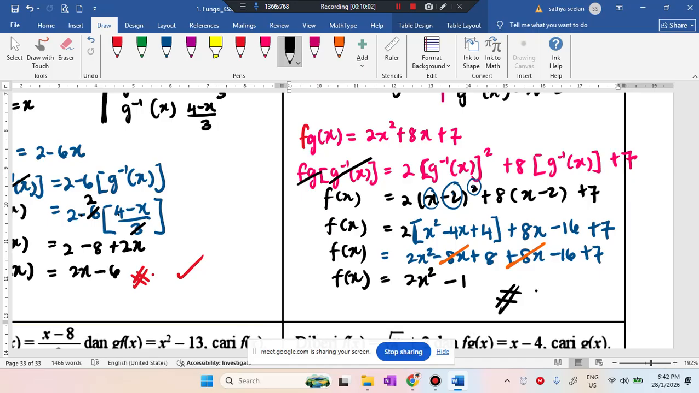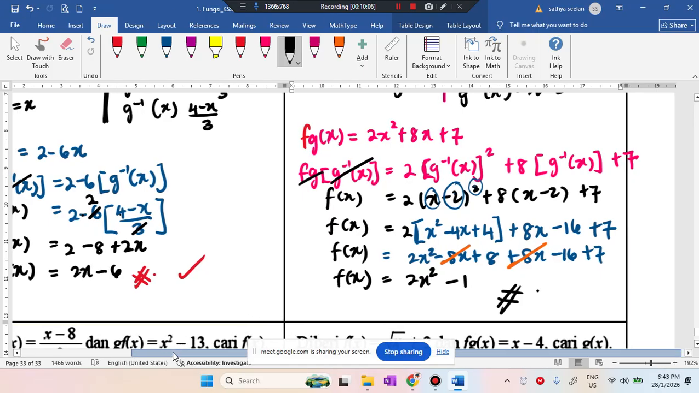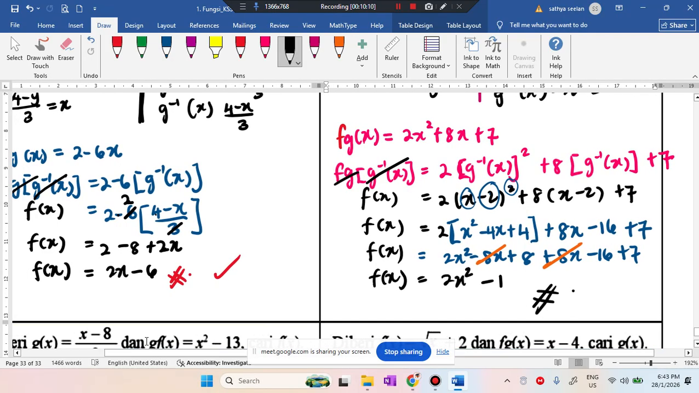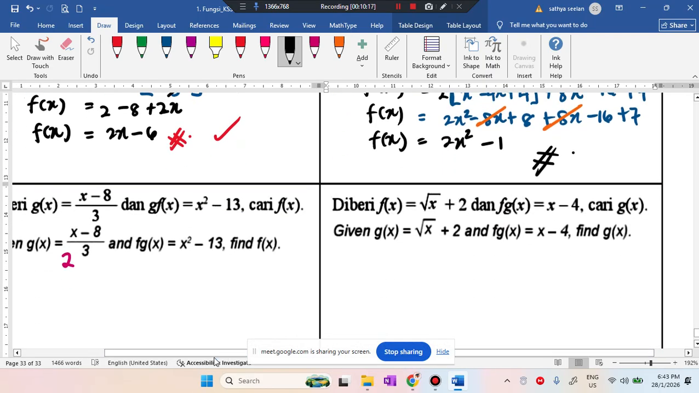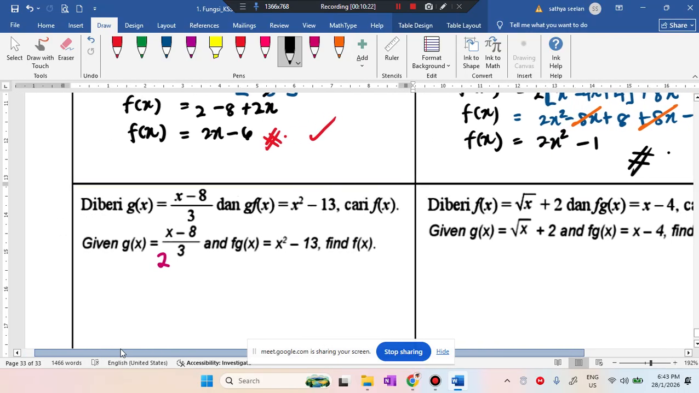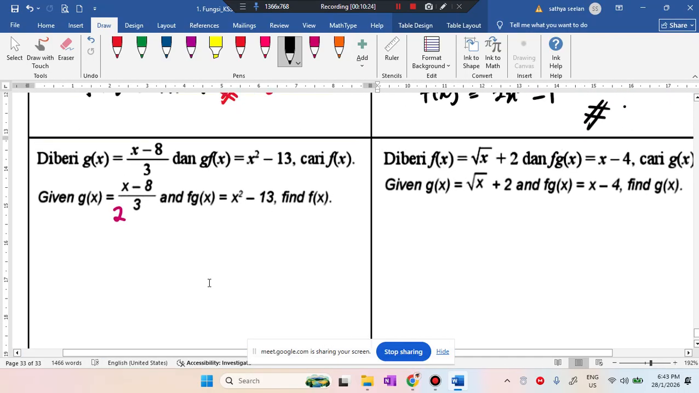Sekarang careful, dia bagi GF pula dekat sini. Okay, sekarang remember, yang ni berbeza sikit. Tadi you dah faham kan? Okay, yang ni kita kena berbeza sikit. But anyhow, you see you are given GF not FG. You kena cari FX saja. Maksudnya G ni kalau kita nak eliminate, you put the G inverse at in front lah.